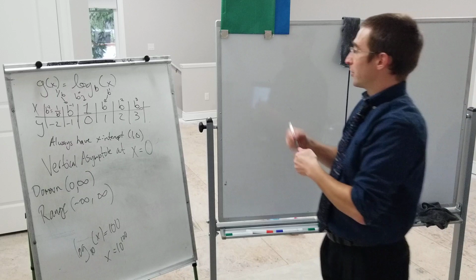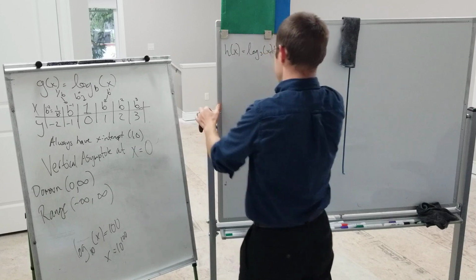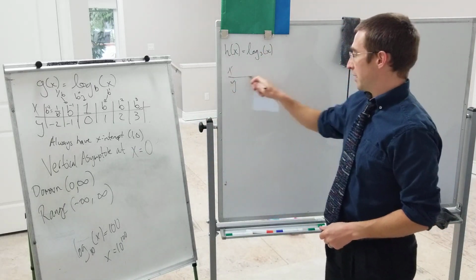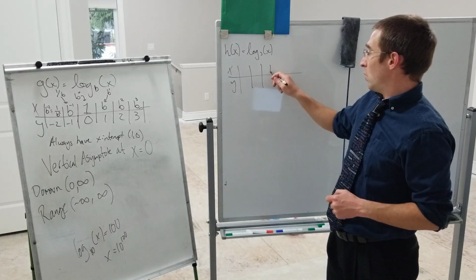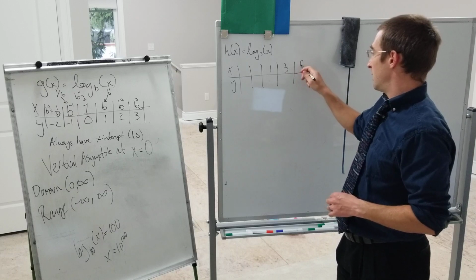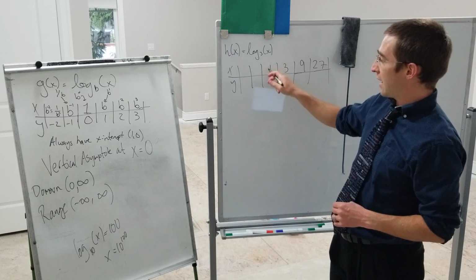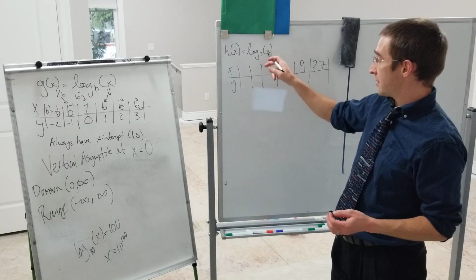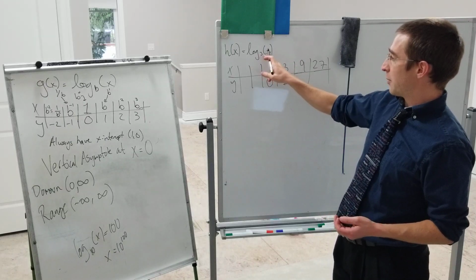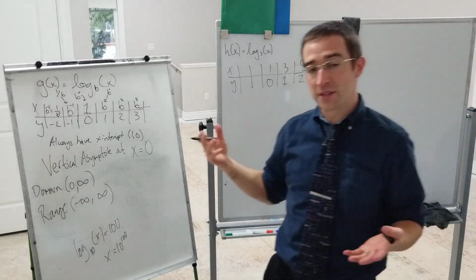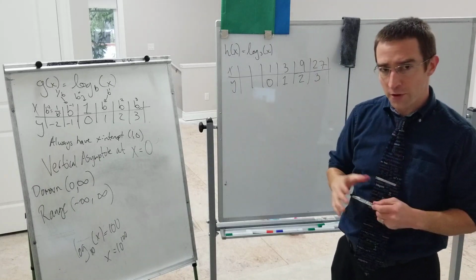All right, so we're going to graph h of x equals log base 3 of x. We can just make a little table here. You don't need to, but I like to make a table. 1, 3, 9, because 9 is 3 squared. 27, because 27 is 3 to the 3. So when x is 1, log base 3 of 1 is 0. Log base 3 of 3 is 1. Log base 3 of 9 is 2, because 3 squared is 9. Log base 3 of 27 is 3, because 3 to the 3rd is 27.